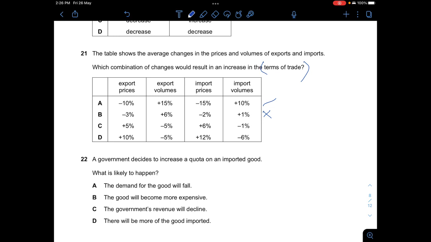And C says the import prices increased by 6%, and then the export prices increased by 5%, which means that export prices are still cheaper, right? And then D says there's an increase of 10% in export prices, and for import prices, an increase of 12%. So import prices are much higher than the export prices, so this is not correct, so the answer is A.